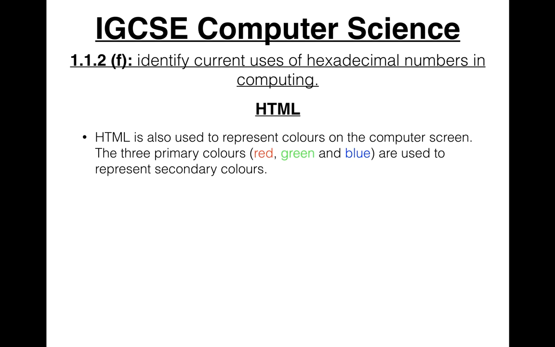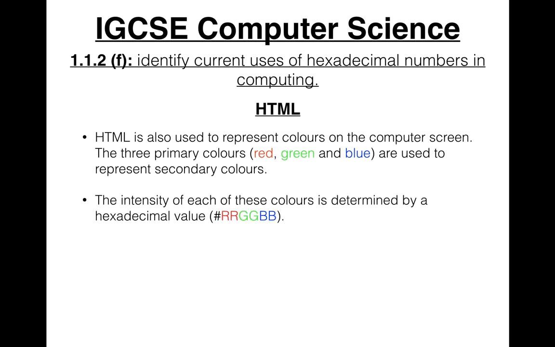HTML is also used to represent colors on the computer screen. The three primary colors, which are red, green, and blue, are used to represent secondary colors. So you mix them up and they make secondary colors. And the intensity of each of these colors is determined by a hexadecimal value, hashtag RRGGBB. So this is where hexadecimal is tied into HTML.